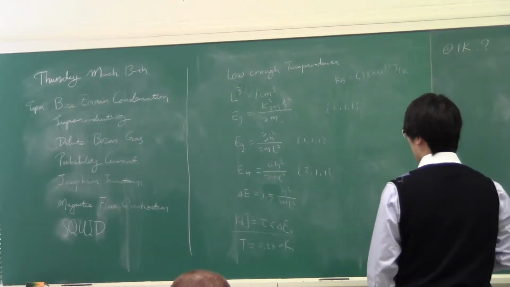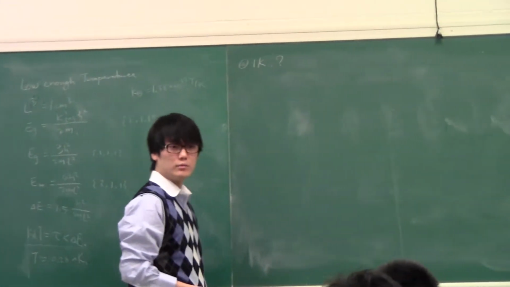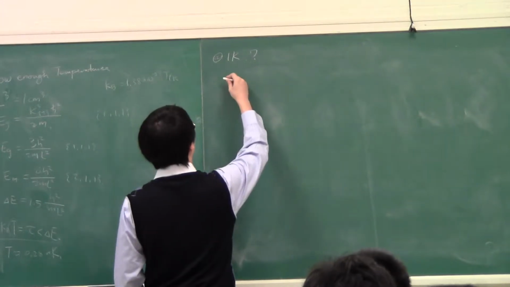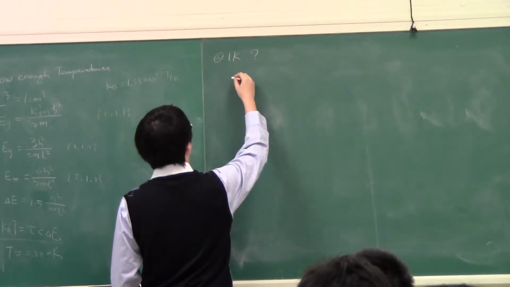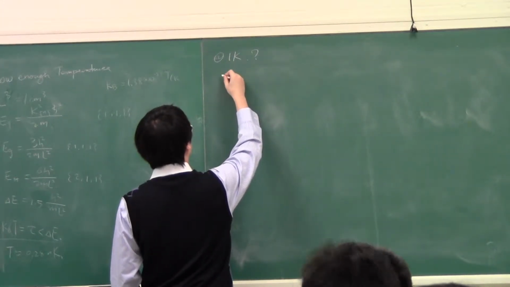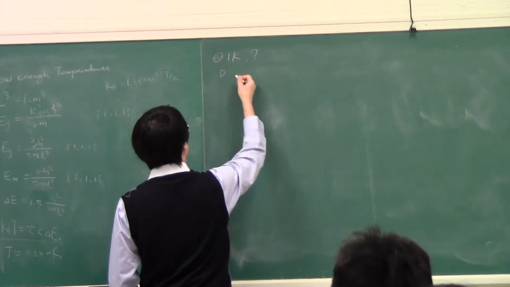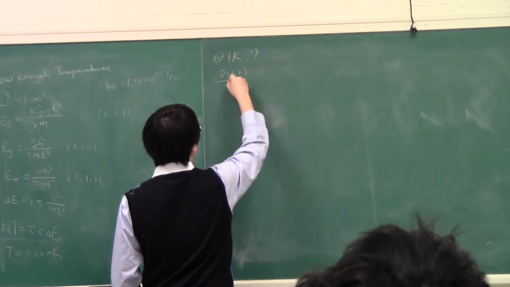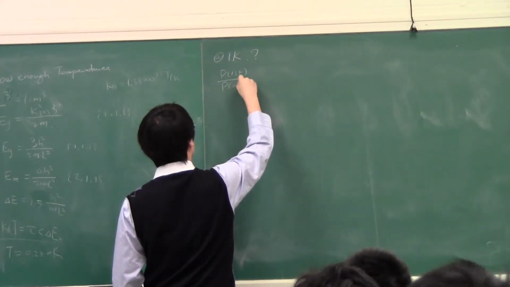Now, if we are thinking about thermal excitation, we can use the Boltzmann factor. The Boltzmann factor tells you that the relative probability of occupation is given by, so let me write, P first excited divided by P ground.